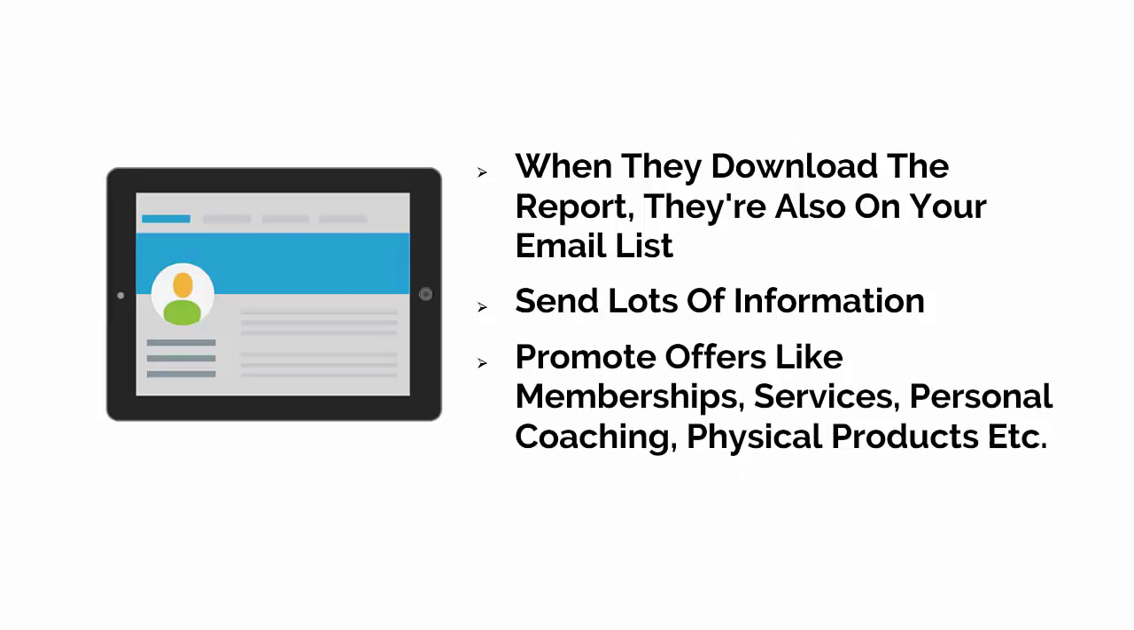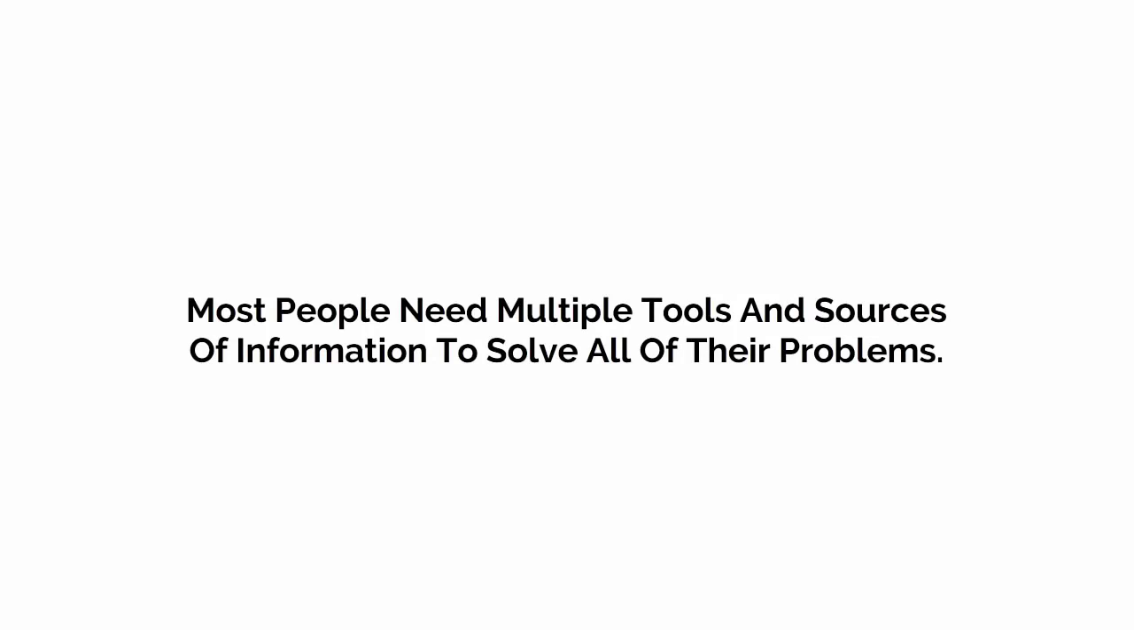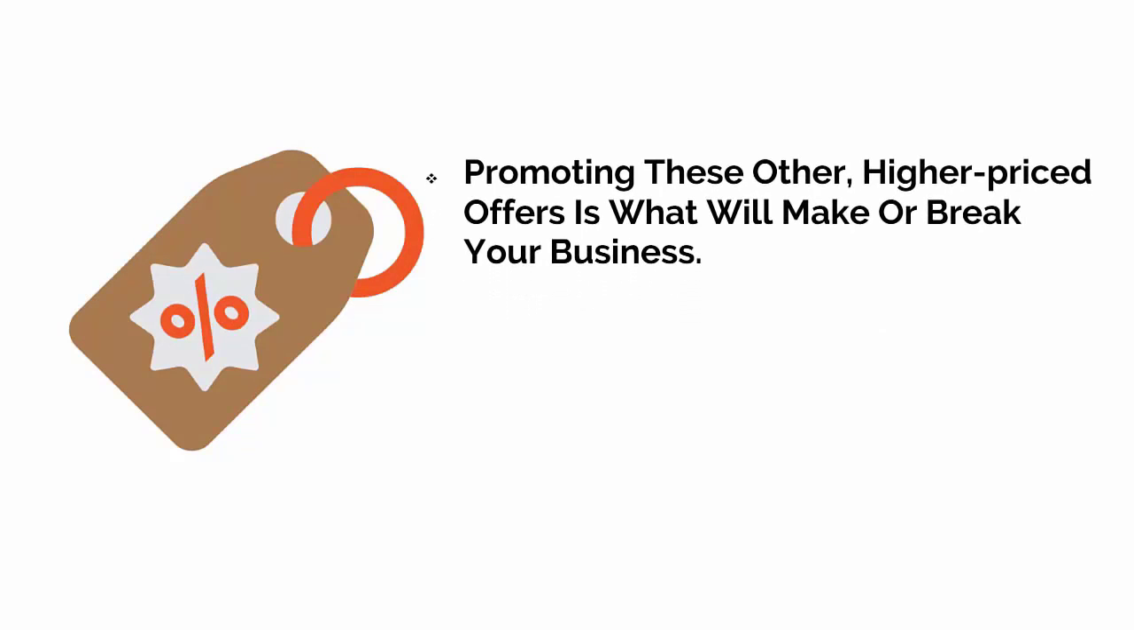And these might be memberships, services, personal coaching, physical products, and so on. Remember, most people need multiple tools and sources of information to solve all of their problems. So someone building a business might be willing to buy a computer or a WordPress class or a service that you can sell via your affiliate links. And at the end of the day, promoting these other higher priced offers is what will make or break your business.